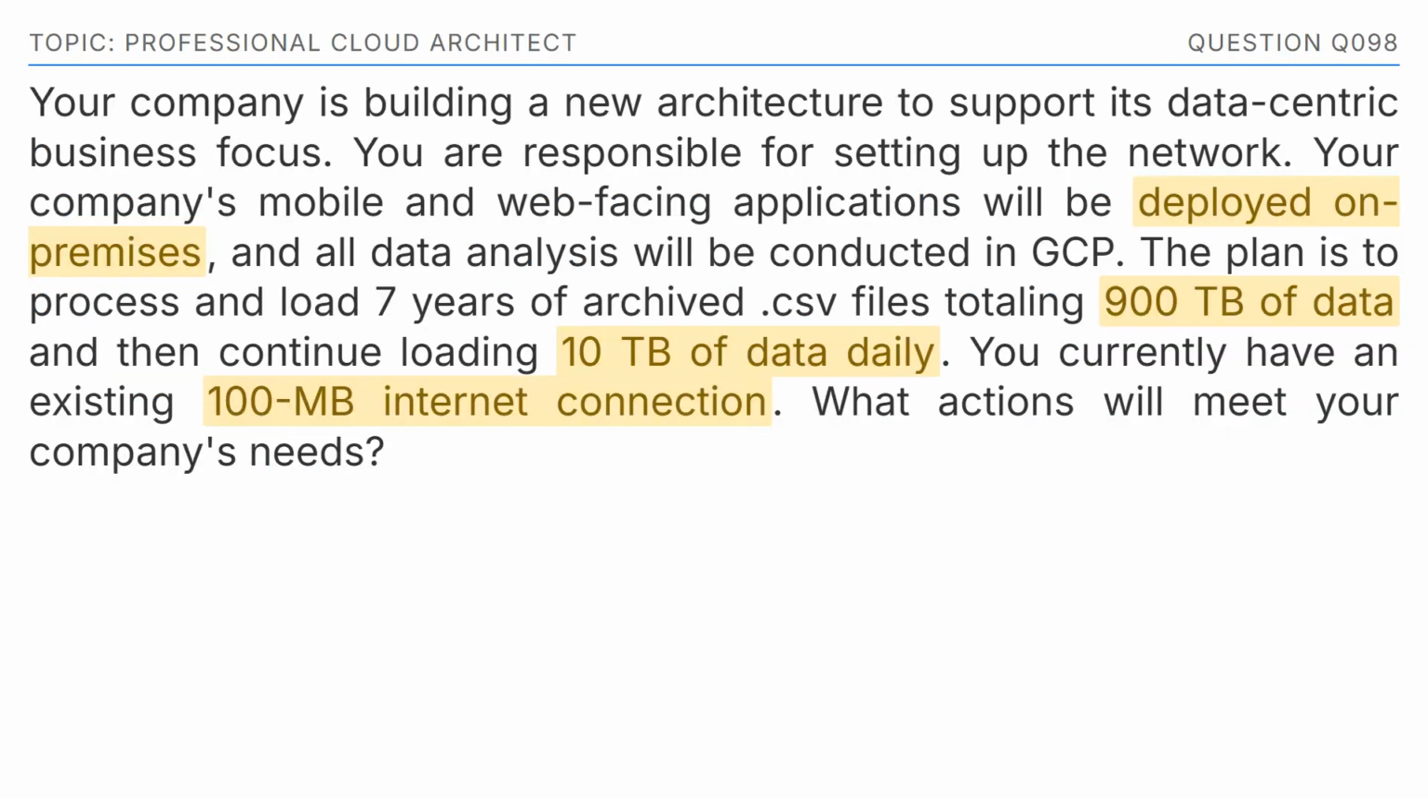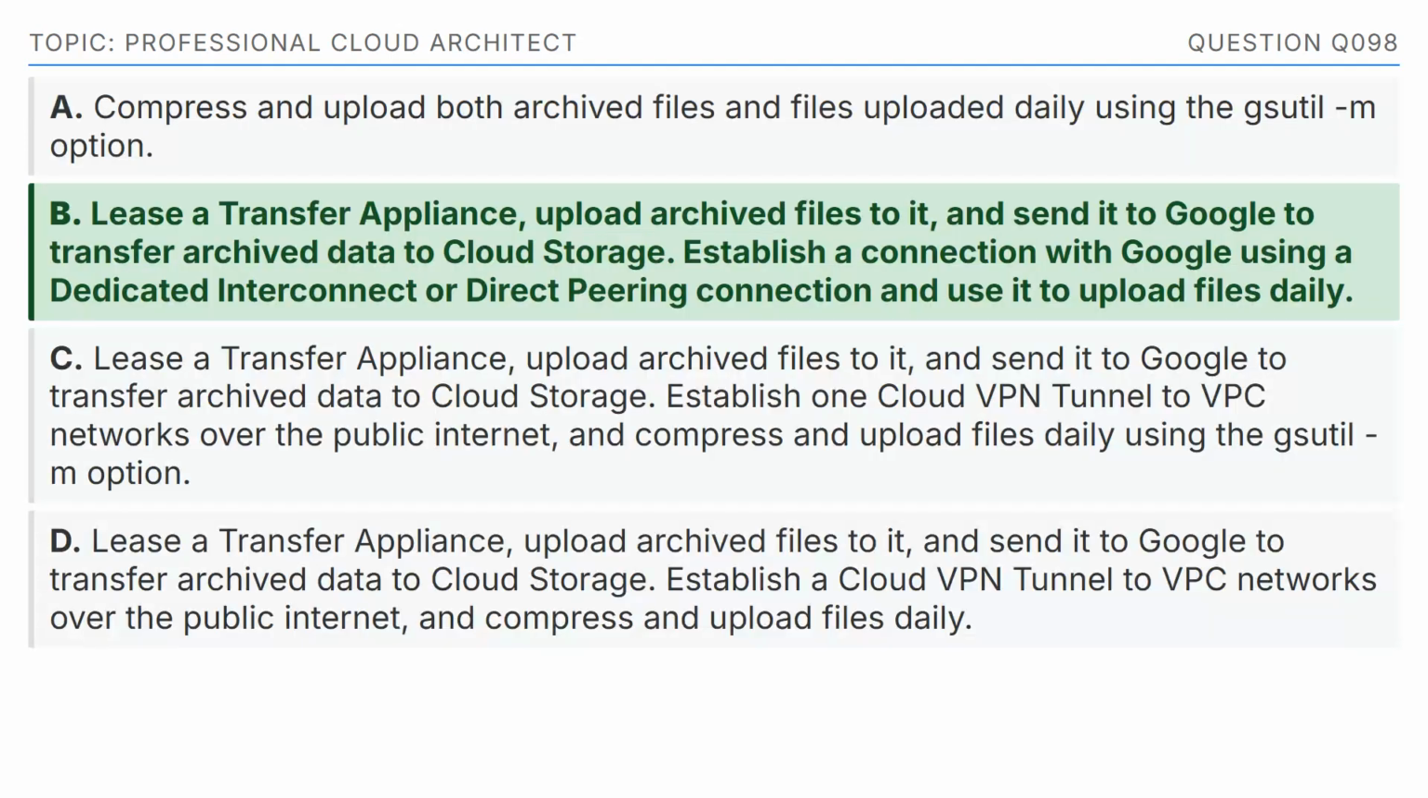To arrive at the correct answer, we focus on the keywords: deployed on premises, 900 terabytes of data, 10 terabytes of data daily, 100 megabytes internet connection. Correct answer is option B, lease a transfer appliance, upload archived files to it, and send it to Google to transfer archived data to cloud storage.